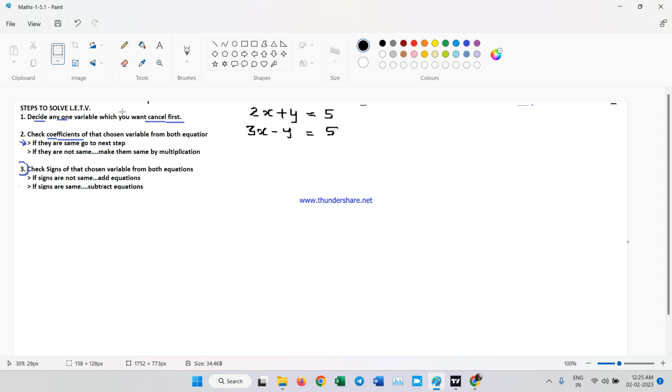Okay, I can again solve by any one way. Very first step, what is our very first step? Decide any one variable which you want to cancel first. Now guys, you can clearly see here the y has the same coefficient. As we all know, in the second step we need the coefficients to be the same. So that's why I will choose y. I want to cancel y first.